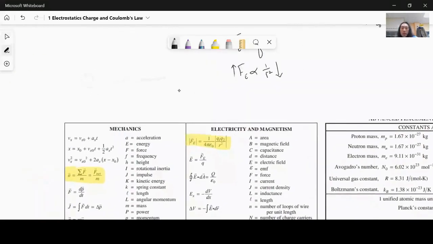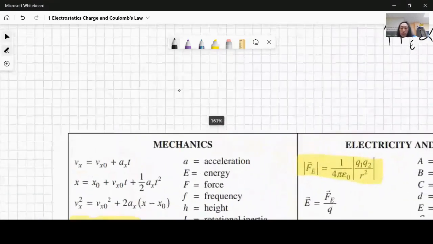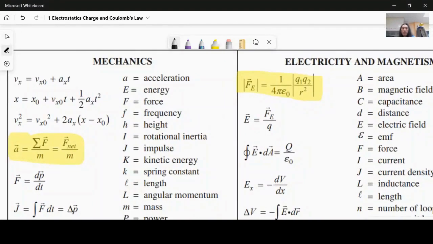Okay, so now let's take a look at where we can find all this on the formula sheet. If we take a look here on the right-hand side, which is our E&M side, we can see Coulomb's law as our very first formula. And on the left-hand side, we also have Newton's second law, F equals ma. That will pop up a lot of the time because we will be doing free body diagrams and writing out net force formulas. So I highlight that just so that we have that in mind.